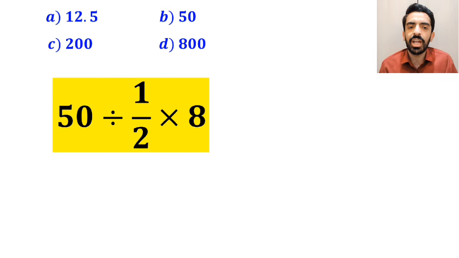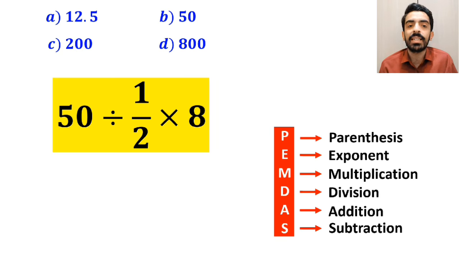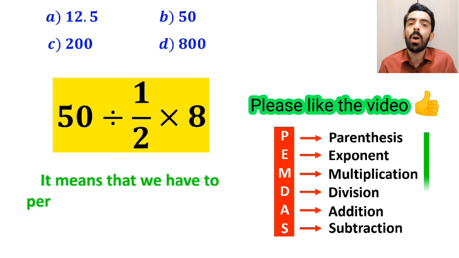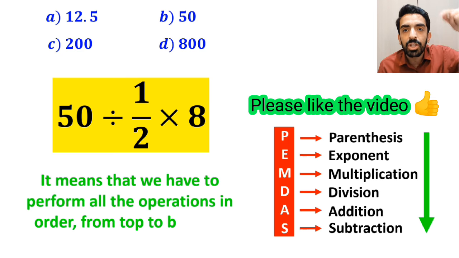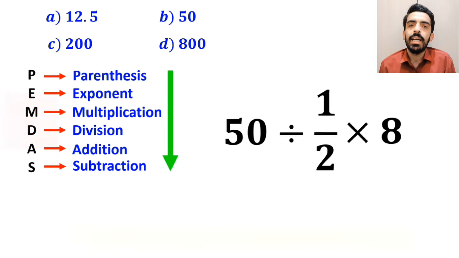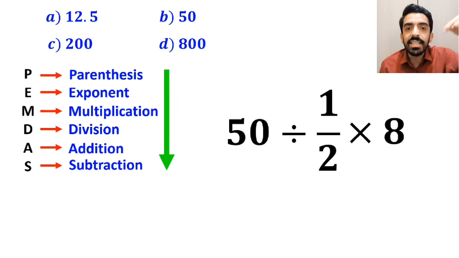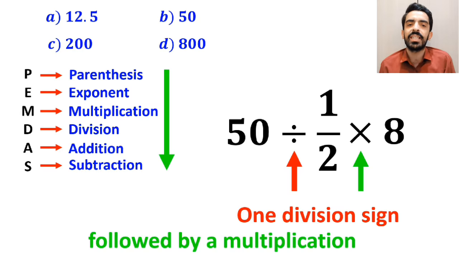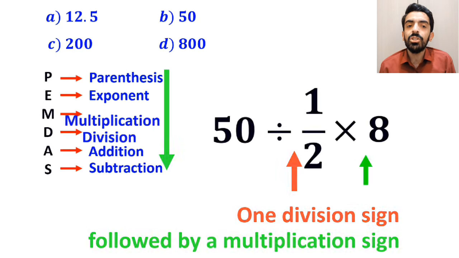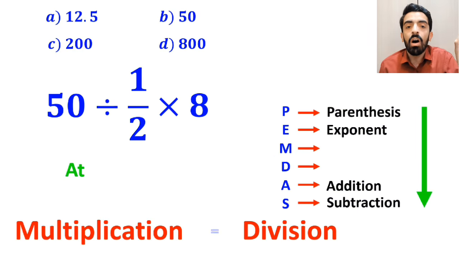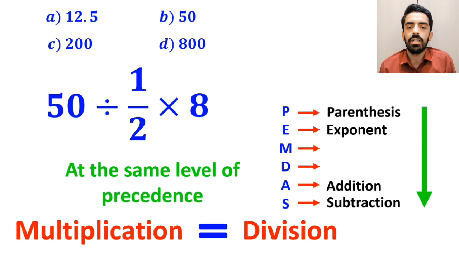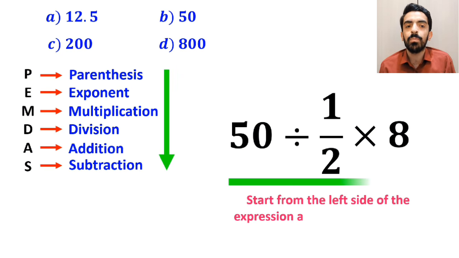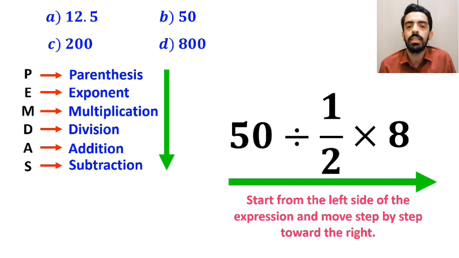To solve this question, we need to follow the PEMDAS rule exactly as I've shown on the screen. It means that we have to perform all the operations in order from top to bottom. Alright, as you can see on the screen, in this expression, we have one division sign followed by a multiplication sign. It's very important to note that multiplication and division are at the same level of precedence. In this case, the best thing to do is to start from the left side of the expression and move step by step toward the right.